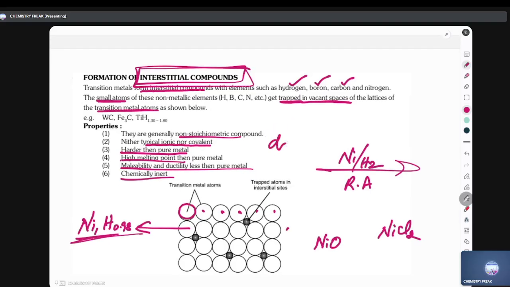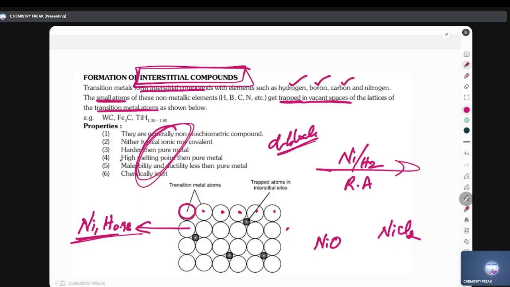So D block elements form a lot of interstitial compounds. I think now you are clear with what is an interstitial compound and what are the properties of an interstitial compound. Already in the NEET exam, they have asked a question like this. Which of the following does not correspond to the nature of interstitial compound? 3 points are given from this and 1 point is given away. Okay? So இதெல்லாம் properties of interstitial compounds that you should memorize.